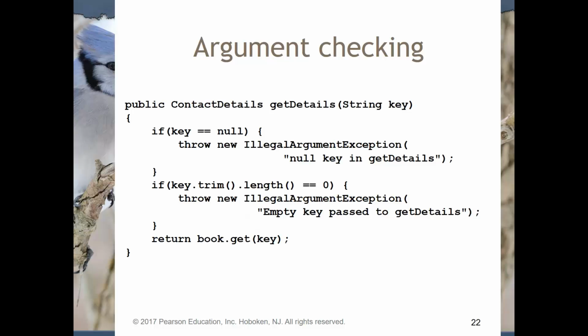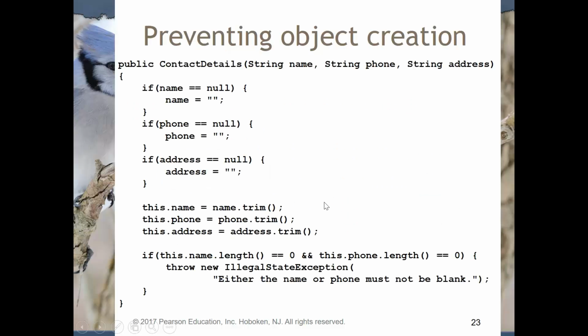Argument checking. Public contact details, get details, string key, if blah, blah, blah. If it's a null, it's going to throw an illegal argument exception. If the length is equal to 0, it's going to throw an illegal argument exception. Otherwise, you're going to allow it to continue through. There's more information that's not included in this code example that we'll go through a little bit later, but right now we're only focusing on this part to help you understand. So an illegal argument exception is what's getting thrown in these 2 cases because what they passed in did not match.